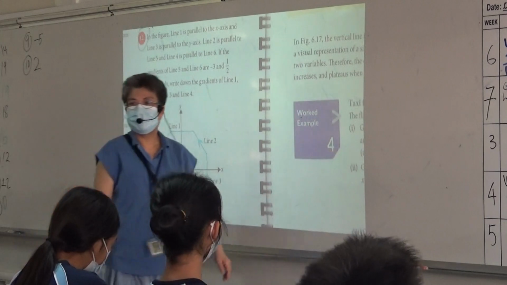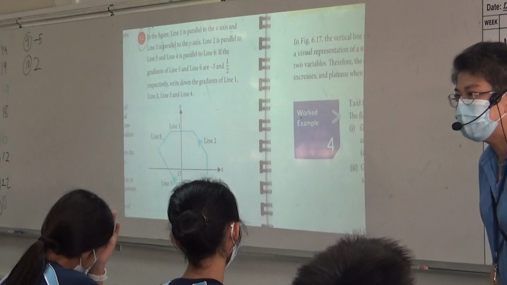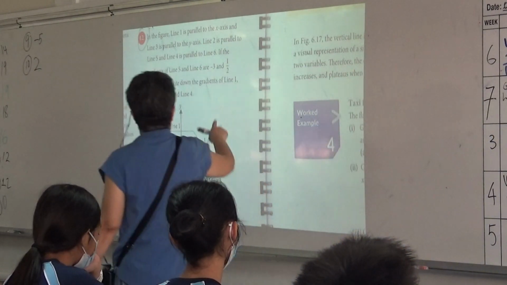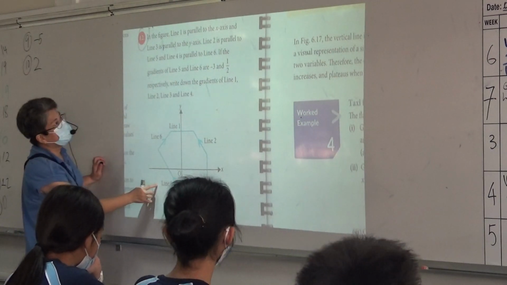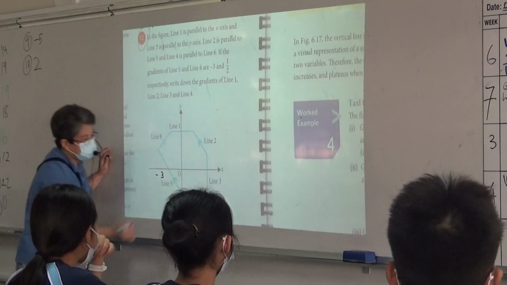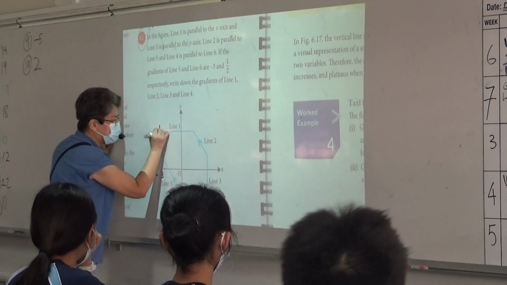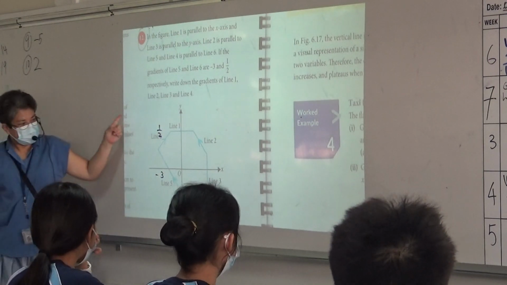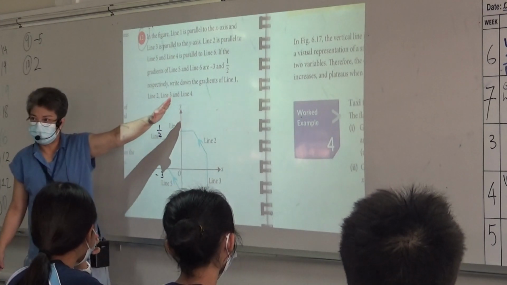Now, I told you before, right? When two lines are parallel, they have the same gradient, correct? Okay, good. Now, if the gradient of line 5 is this one, okay? This is negative 3, right? Where is line 6? Line 6 is this one. This is half. Okay, now I want everyone to look here. Can you see that when it's slant this way, it's negative? When it's slant this way, it's positive, right?